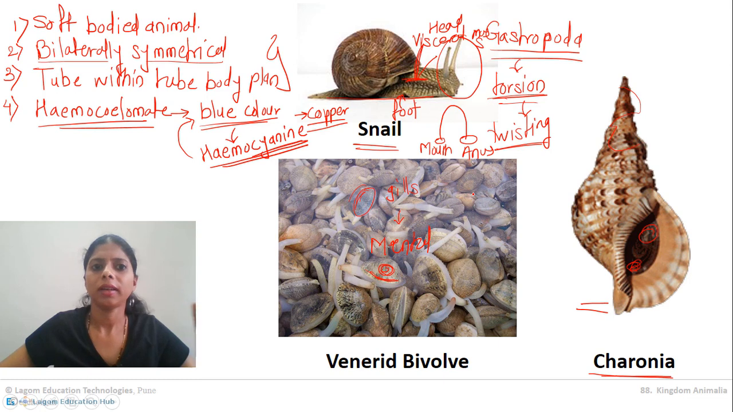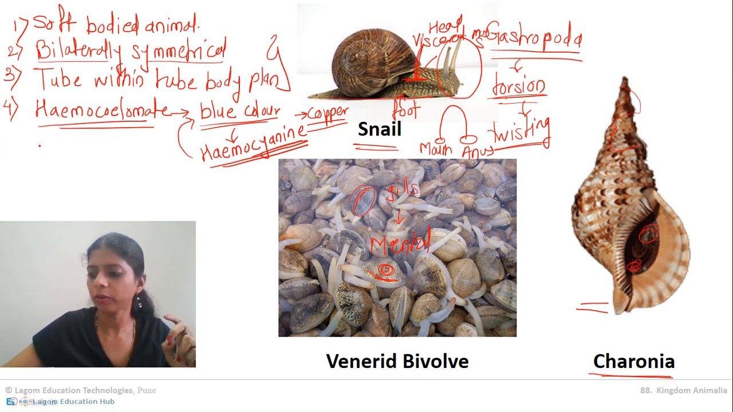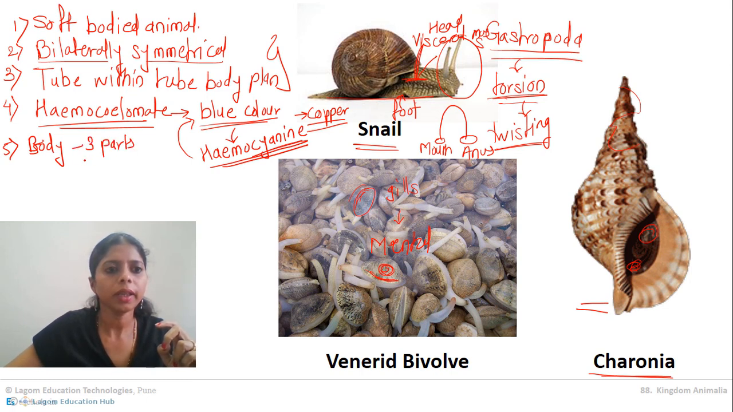Remember, I am revising these characteristics which we have studied just now. The body is divided into 3 parts. If you want, I'll write over here: body, 3 parts. Which are those? Tell me which are those? Head, foot, and visceral mass.